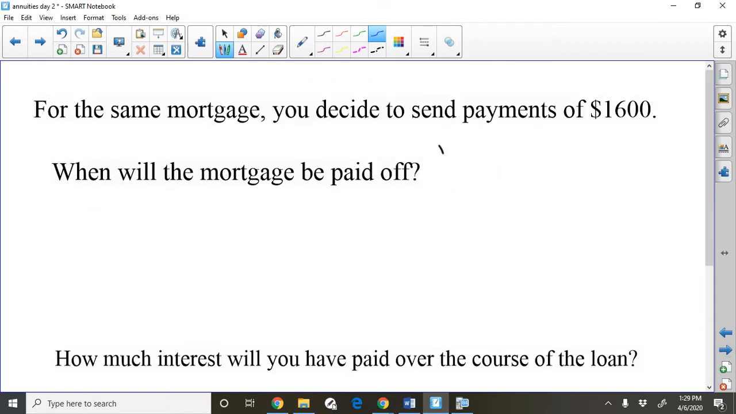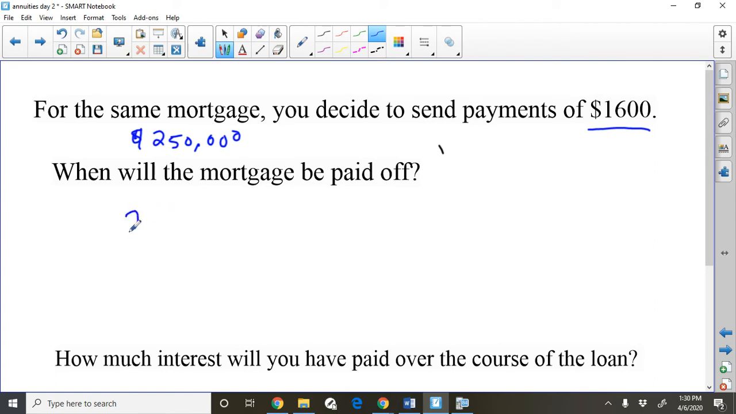So then we're going to change this situation slightly. Your same mortgage, so we still are borrowing $250,000. You decide to send payments of $1,600. You have to pay $1,342.05 to pay it off in 30 years, but you decide that you can afford to send $1,600 per month in order to pay it off. So we want to know, when will this mortgage get paid off?